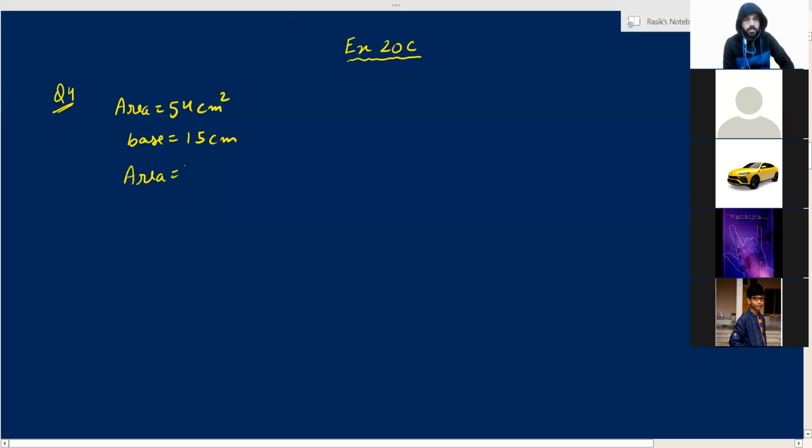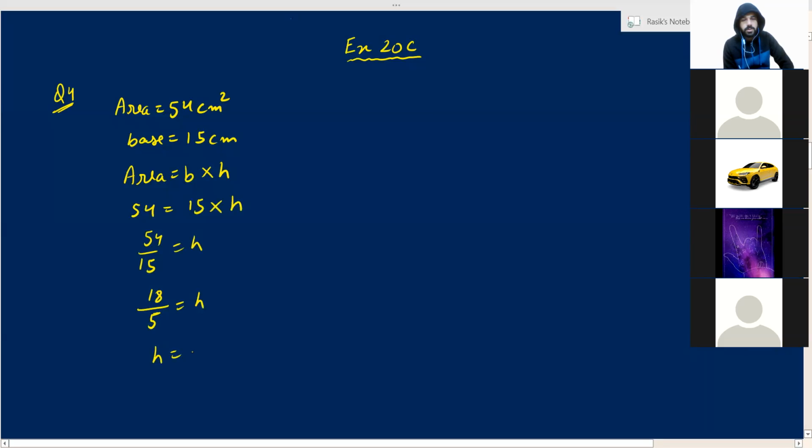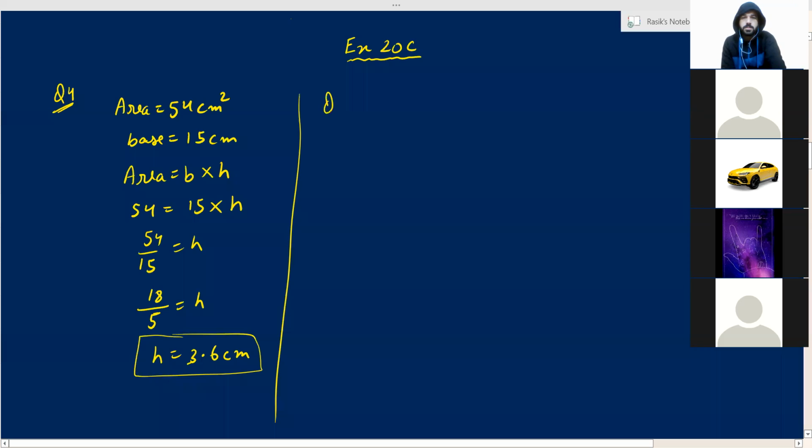Formula of area is equal to base into height. We all know that. So 54 is the area, base is 15. We have to find height. 54 upon 15 is equal to h. That means 18 upon 5, dividing by 3, is equal to h. H equals 3.6 centimeters. Sir, I have done it another way. Sir, we can do height equals area upon base. Yes, you can do that.